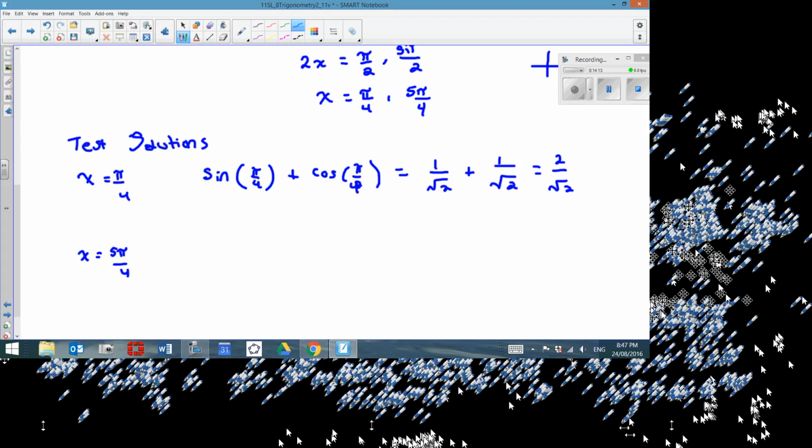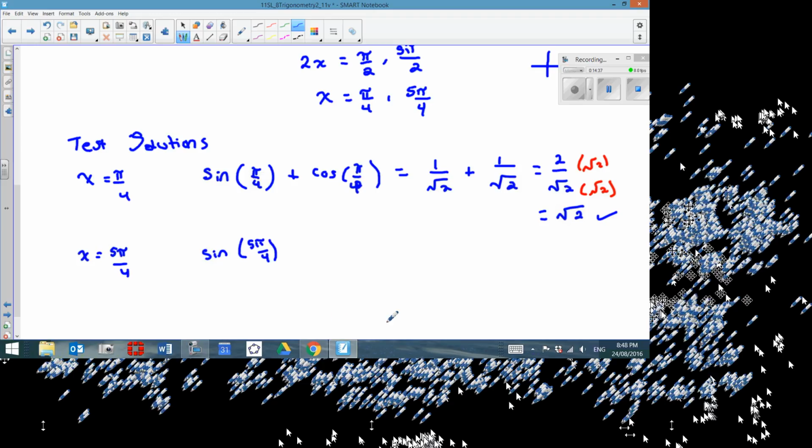And if I wind up rationalizing the denominator, so multiplying by root 2, okay, then I actually wind up with 2 root 2 over 2, or just root 2. So yes, pi over 4 does work. Let's try 5 pi over 4 as well, just to test both of our solutions. So sine of 5 pi over 4 plus cosine of 5 pi over 4.